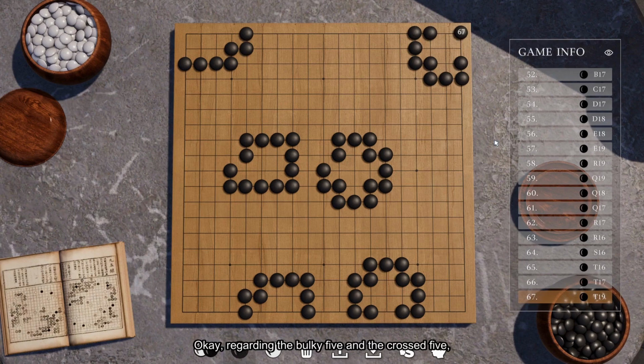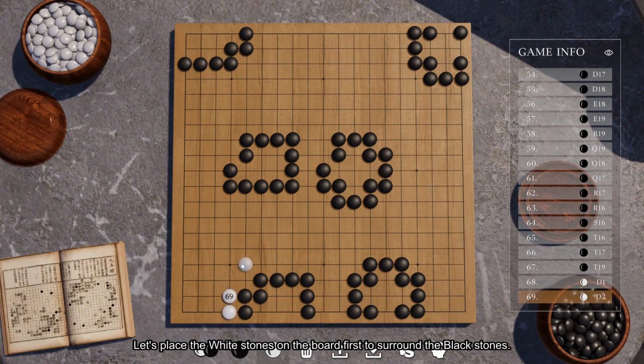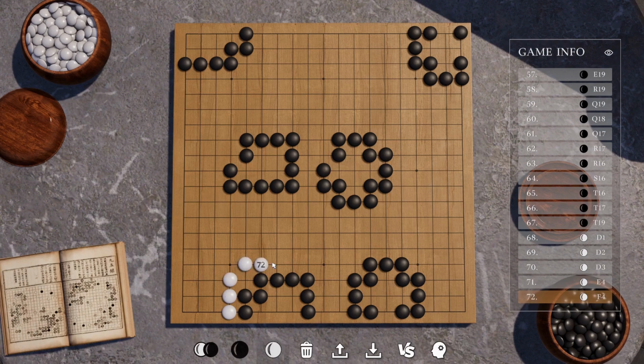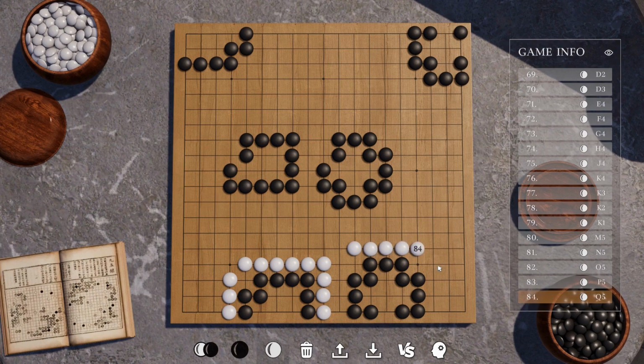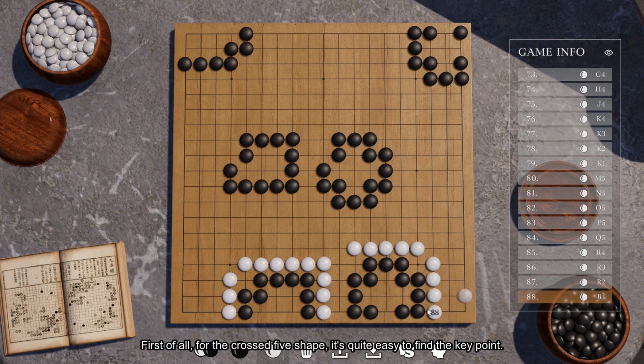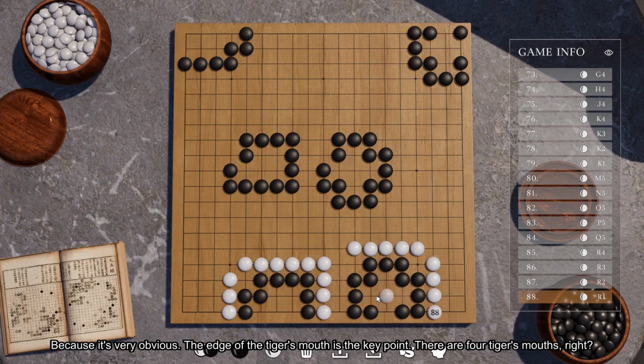Okay, regarding the bulky 5 and the crossed 5, we must first remember that they are standard one-move life and death shapes. Let's place the white stones on the board first to surround the black stones. This way, we can observe this shape much more clearly. First of all, for the crossed 5 shape, it is quite easy to find the key point, because it is very obvious.